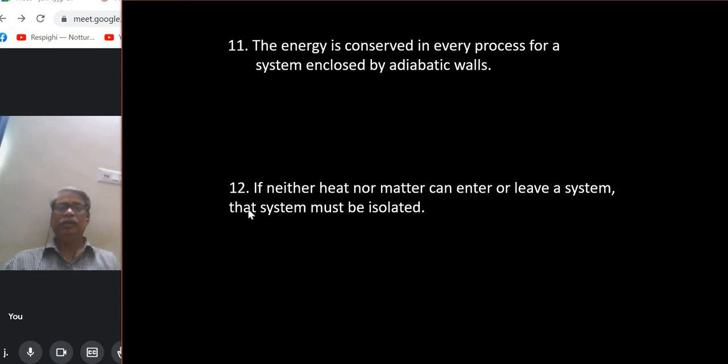Related question: if neither heat nor matter can enter or leave a system, the system must be isolated. So this question brings you back to the very first class of your thermodynamics. Maybe you remember where the teacher explained about the system and their types, etc. So it looks like a definition of an isolated system: neither matter nor energy. So okay, let us see how you answer.